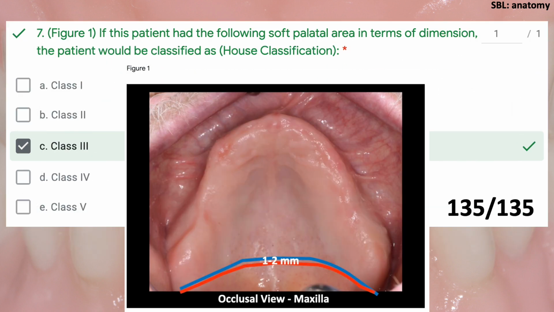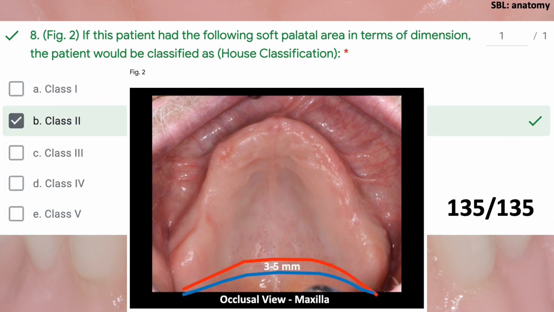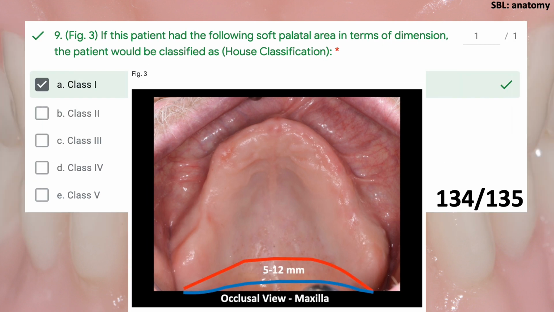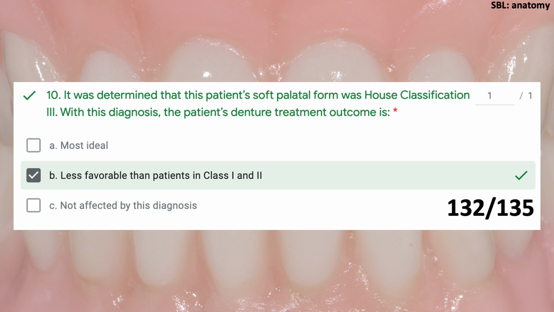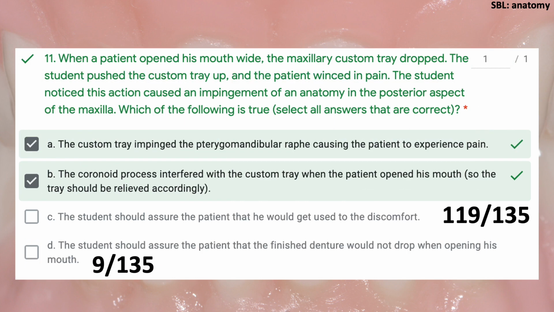Sammy, 100%, two in a row, and then one person got it wrong. But again, you all did well on the classification. Hopefully, you'll do the same in the clinic. Again, fine. Not bad here.